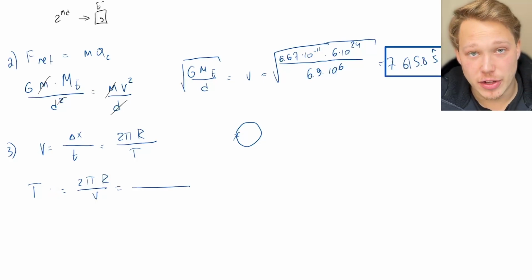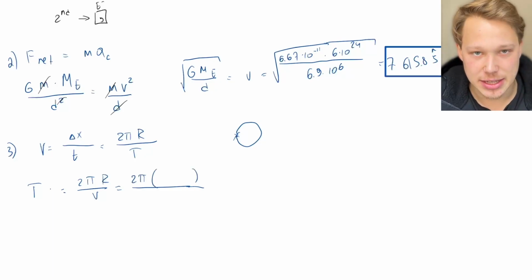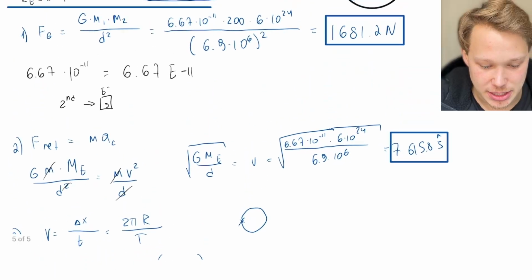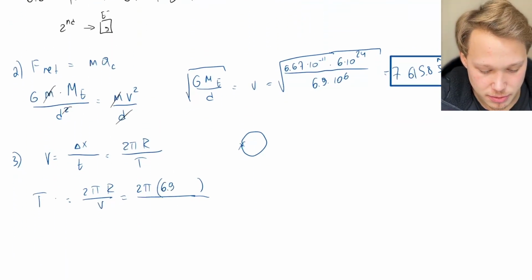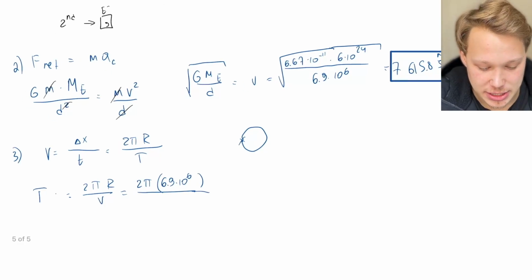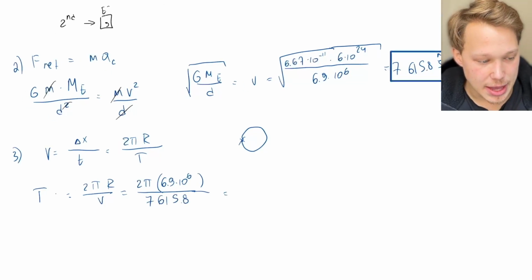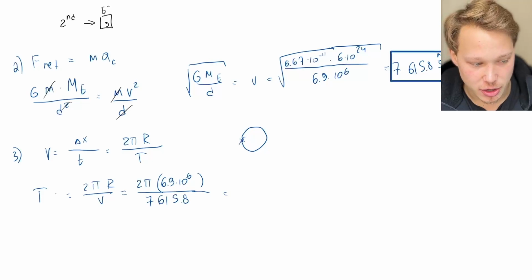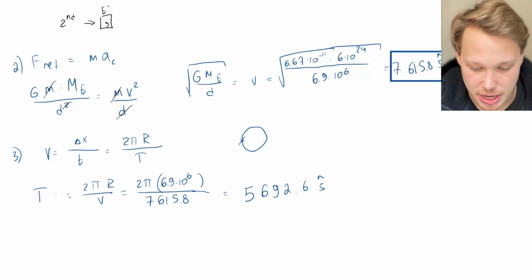And since I know the velocity from the previous question, I can just plug in the radius, which in this case is the radius of the rotation. So it's actually going to be this d that we found right here, 6.9 times 10 to the 6. And the velocity is the one that we found in the previous question. And if we plug all of that into the calculator, we get 5,692.6. Of course, we're dealing with time, so it should be seconds.